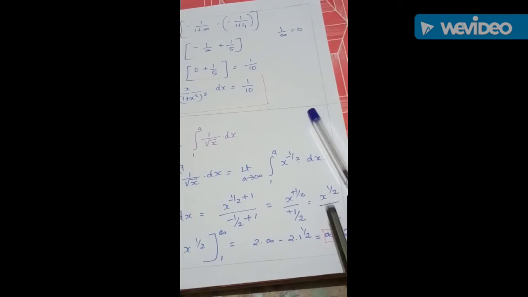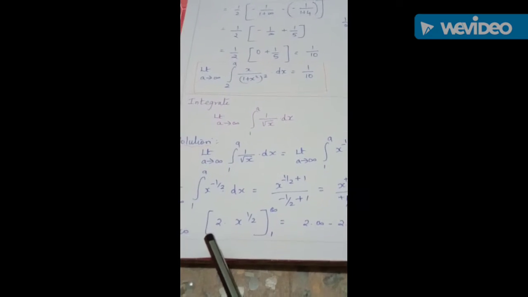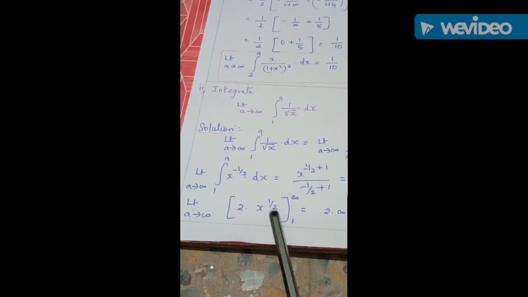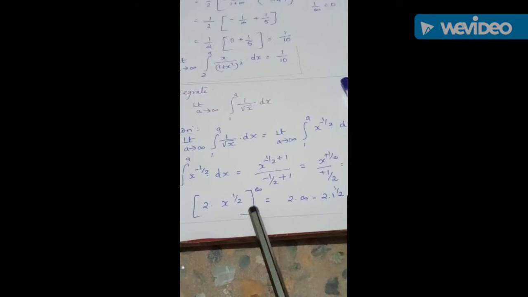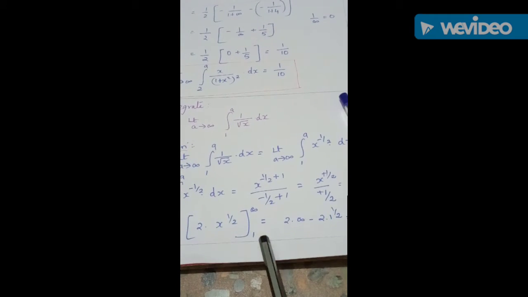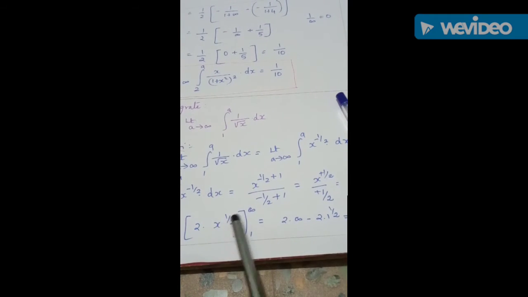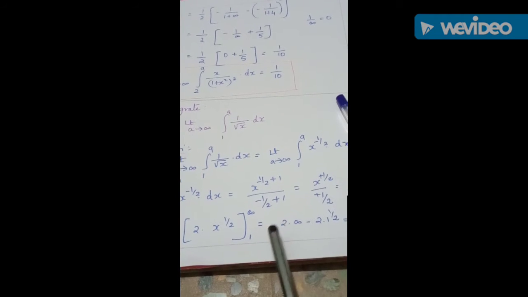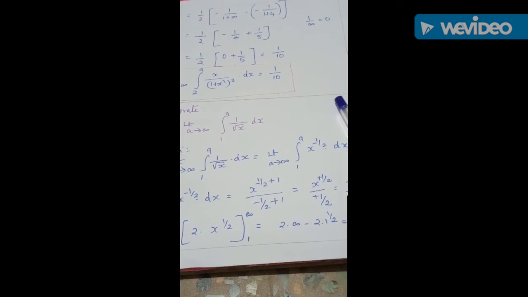Here the limit is a tends to infinity of 2 into x power half. The 1 by 2 goes to the other side, so 2 into x power half. The upper limit is infinity and the lower limit is 1. Therefore 2 into infinity power half, that is infinity, minus 2 into 1 power half. Anything to the power half of 1 equals 1. Therefore 2 infinity minus 2, which is infinity.